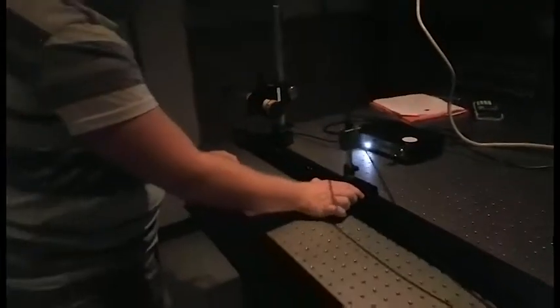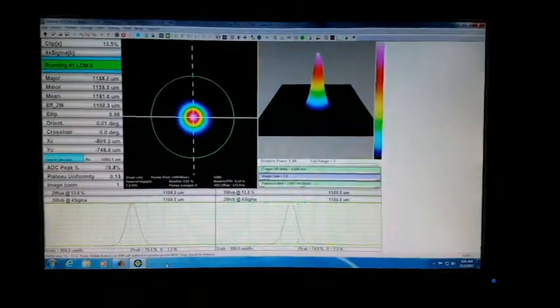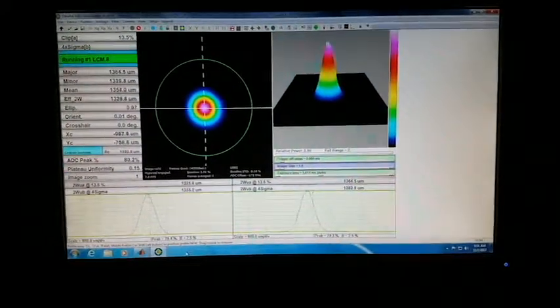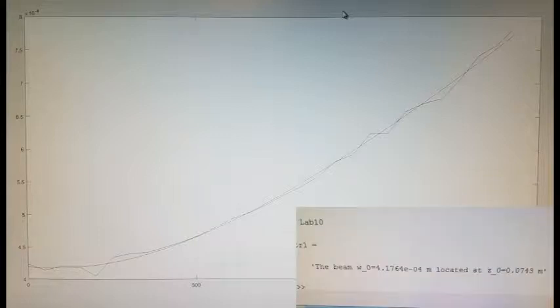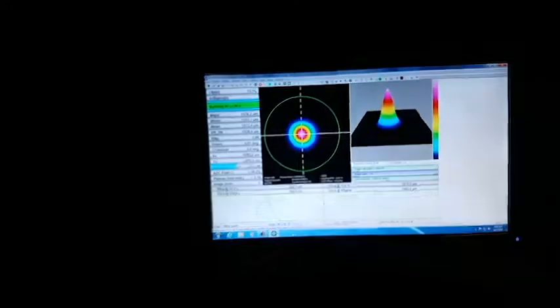In this part of the lab, we characterized the divergence of a HeNe laser using a beam profiler. By sliding the camera down the rail in 2-inch steps, we measured the diameter of the beam at different distances from the laser source. We then used the MATLAB program to fit the beam width equation to our data. From this, we were able to determine that our beam waist radius was 0.41784 millimeters, the divergence angle was 4.76 milliradians, and the numerical aperture was 0.00238.